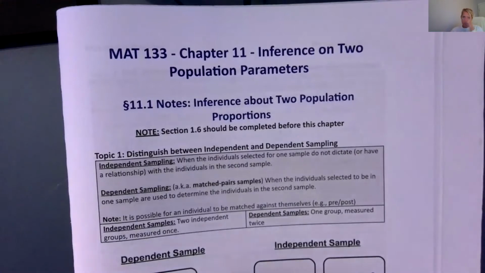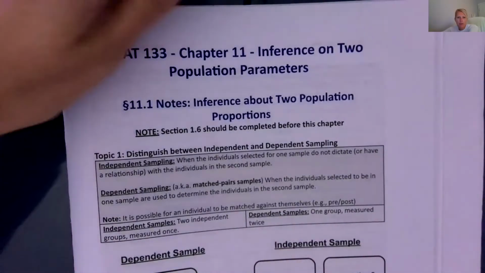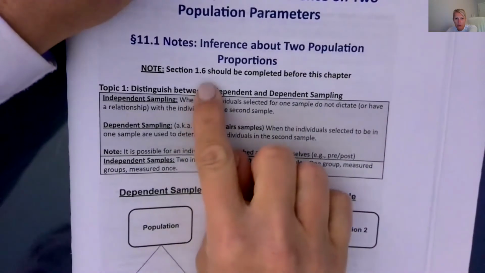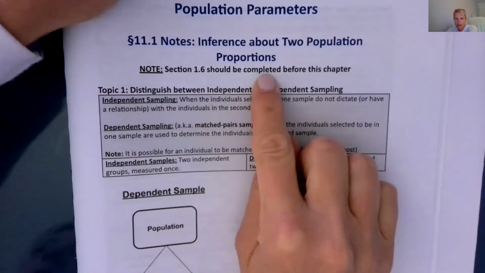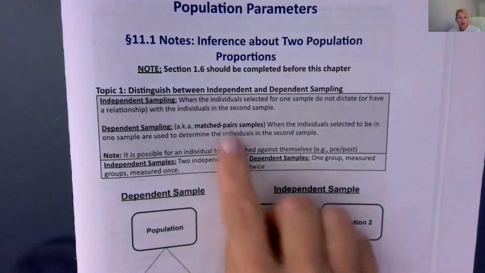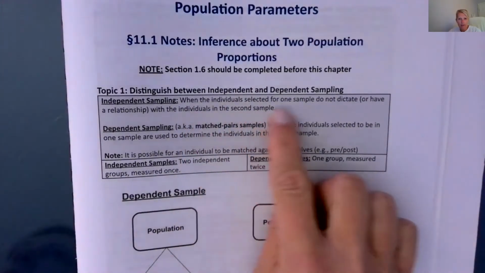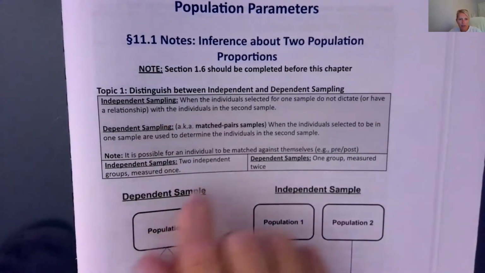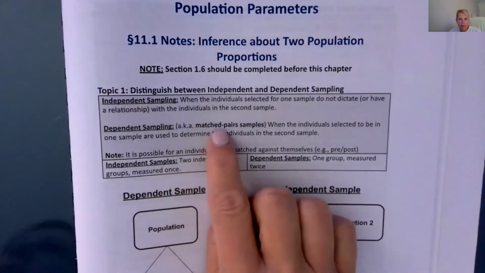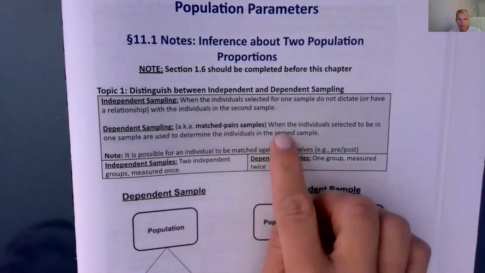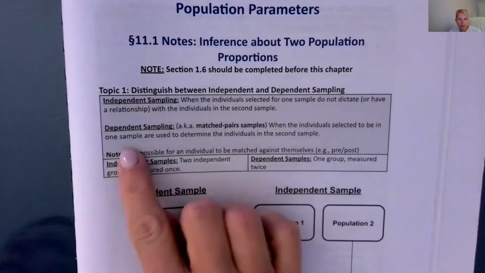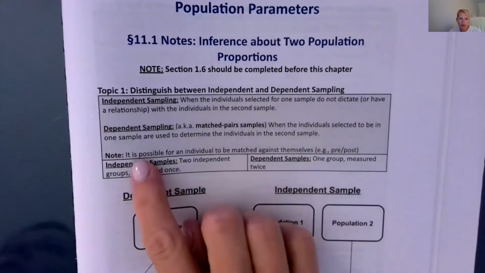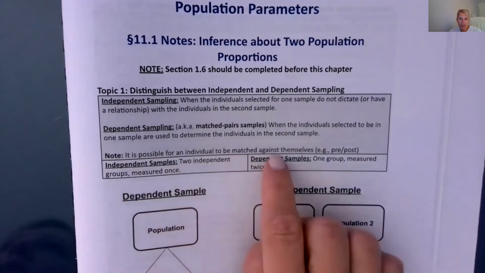So we need to have a little discussion between independent sampling and dependent sampling. And also make sure that you're watching section 1.6 before you watch this chapter. So independent sampling is when the individuals selected for one sample do not dictate or have a relationship with the individuals in the second sample. Dependent sampling is matched pairs. So dependent sampling is when the individuals selected to be in one sample are used to determine the individuals in the second sample. Also note, it is possible for an individual to be matched against themselves.